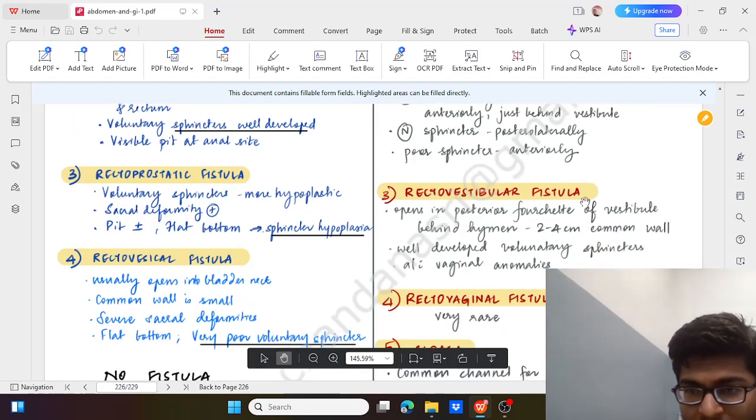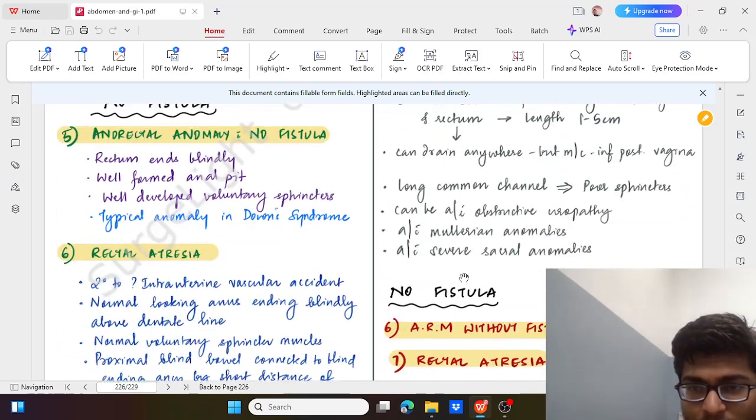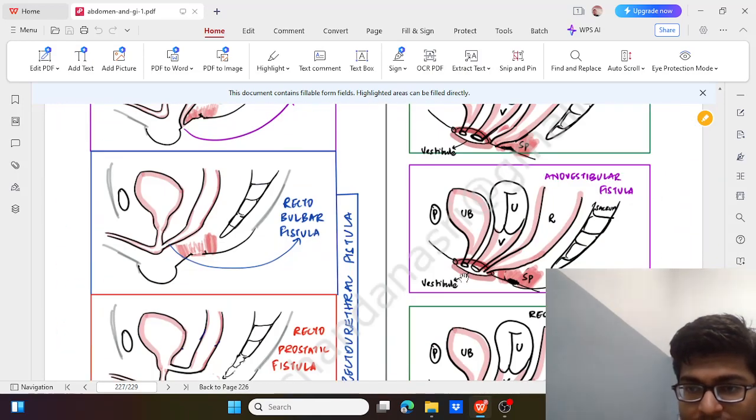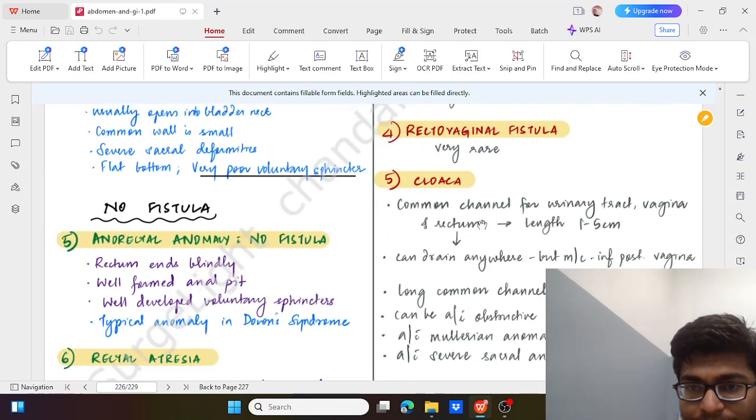Then rectovestibular fistula, where the rectum opens directly in the posterior fourchette behind the hymen, with a 2 to 4 centimeter common wall, well developed voluntary sphincters, and association with vaginal anomalies. So that is a possibility. So this is anovestibular fistula, which completely opens into the vestibule.